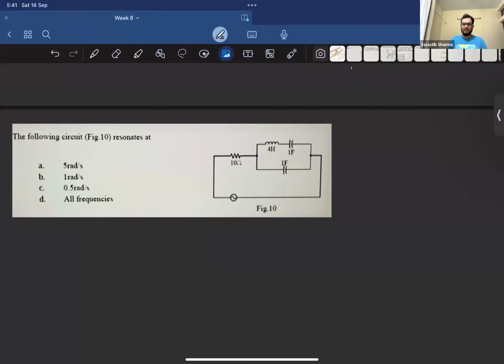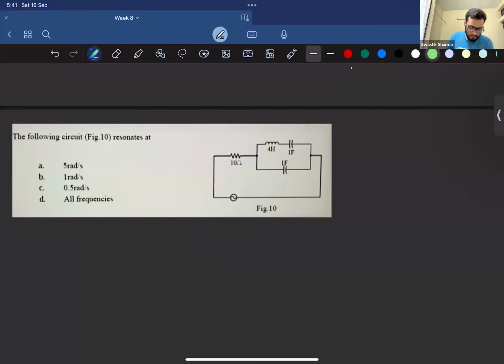So let's say this is the circuit, right? So what would happen? What we need to find is at what frequency the circuit would be resonating. So again, we'll do nothing but equate the imaginary part equal to 0. So this is 4 omega. This is minus 1 upon j4 omega, and this is minus 1 upon.